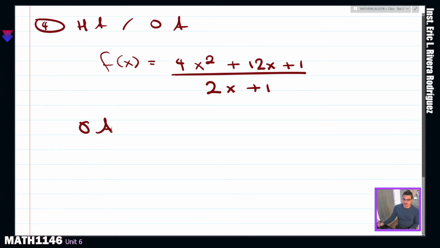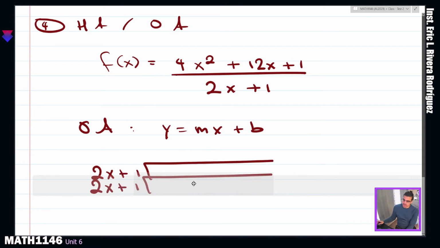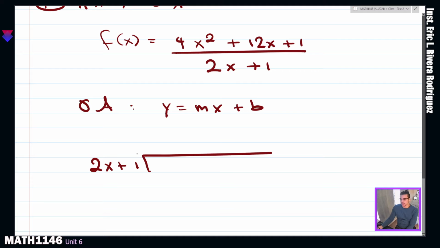So we have an oblique asymptote, and we know that the equation of the oblique asymptote is going to be a linear equation. How are we going to get that equation? Now we need to do long division. We can do synthetic division here, but since the leading coefficient of the denominator is not 1, it might complicate things. So here we are going to do long division.